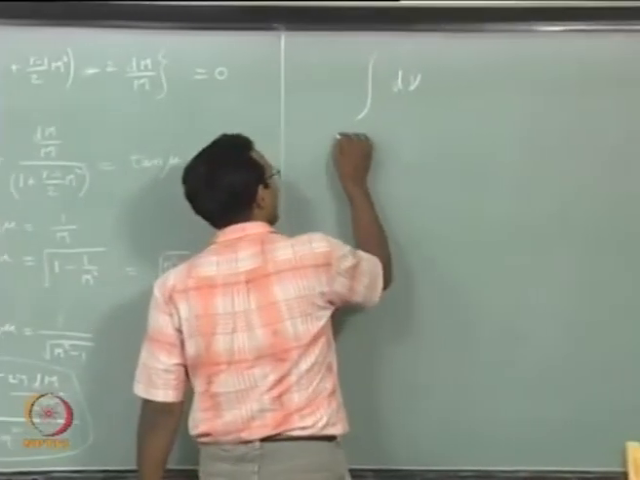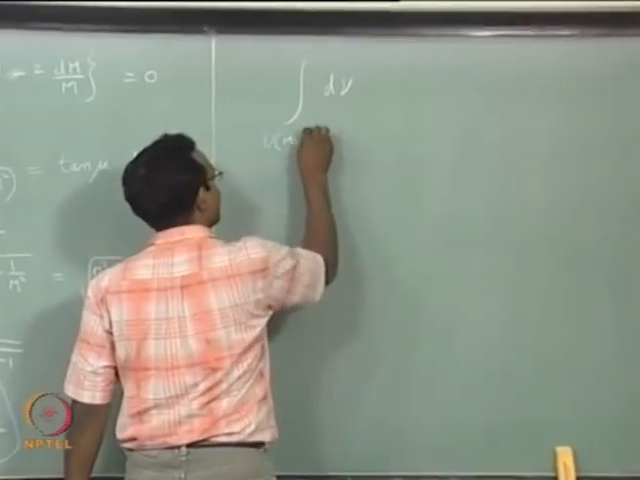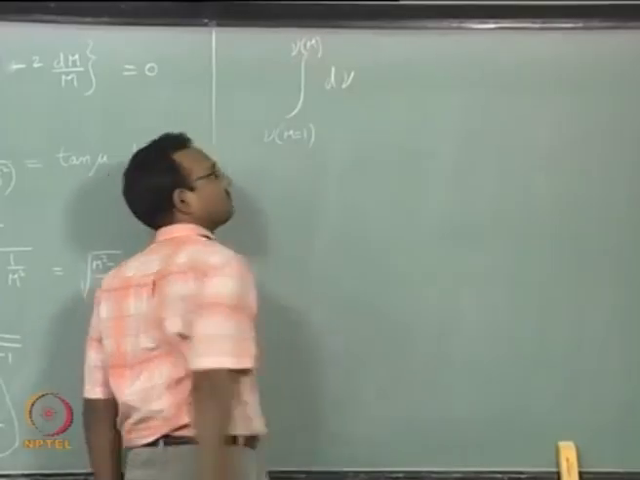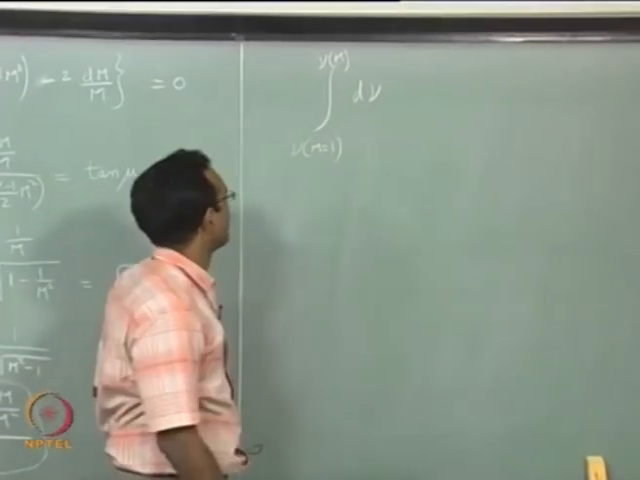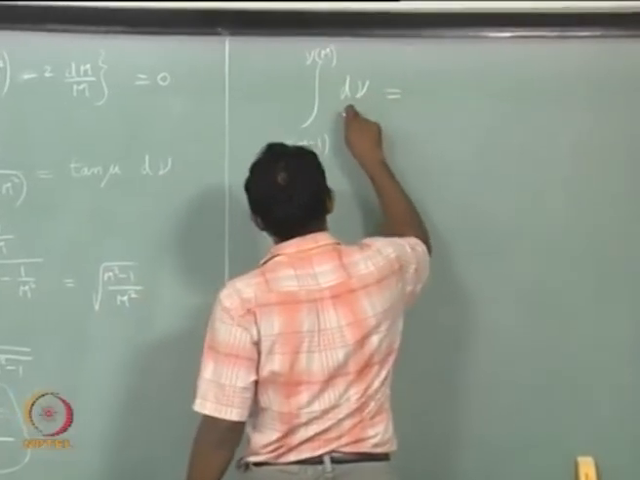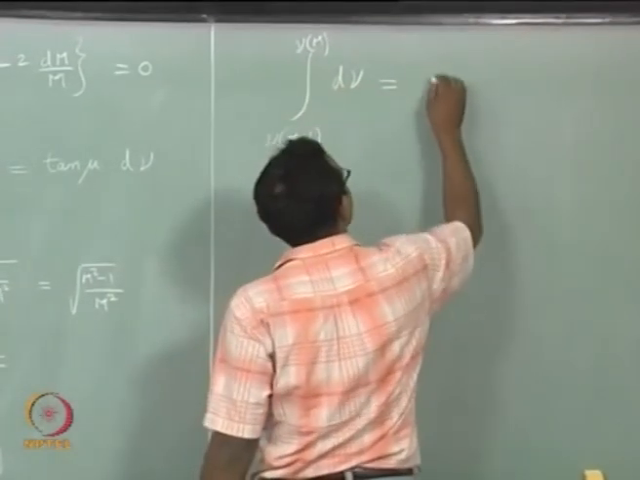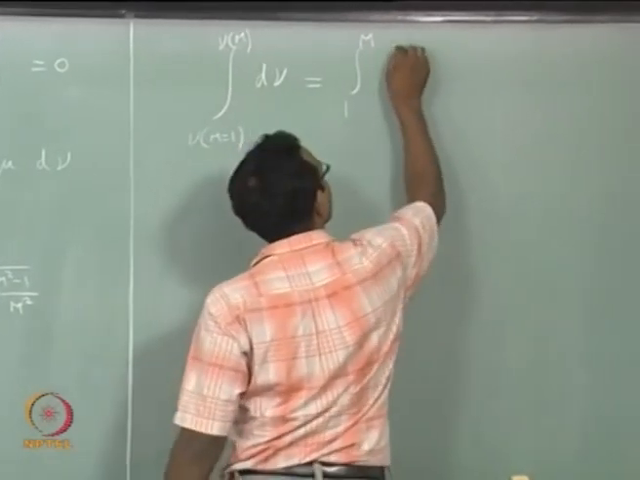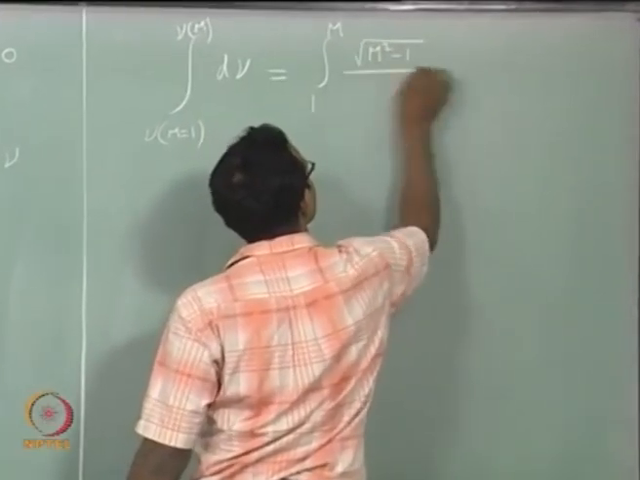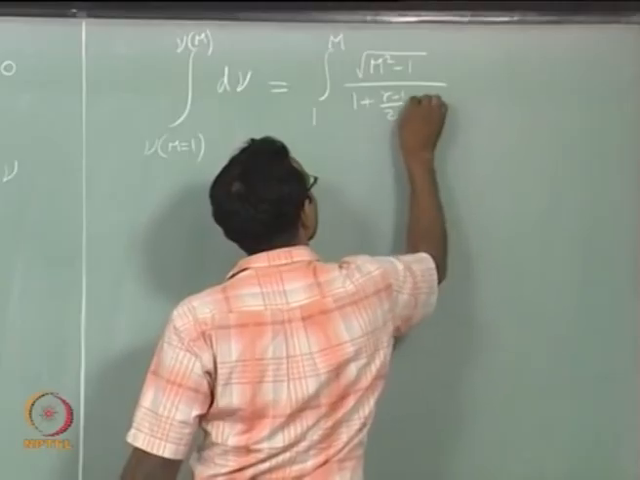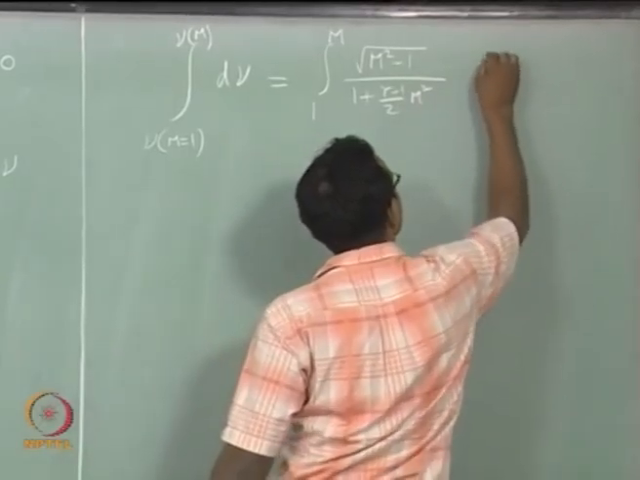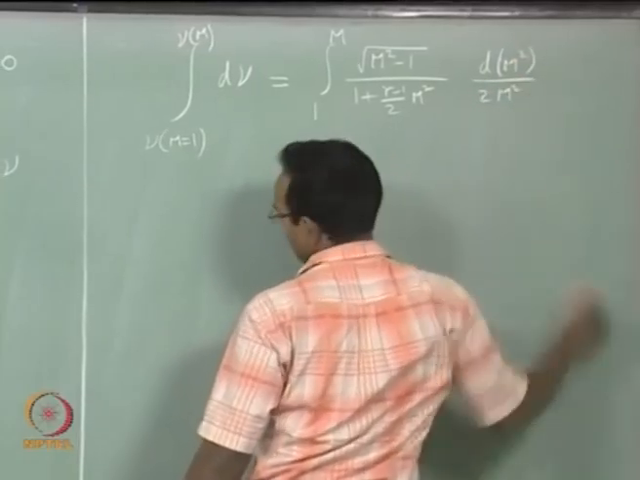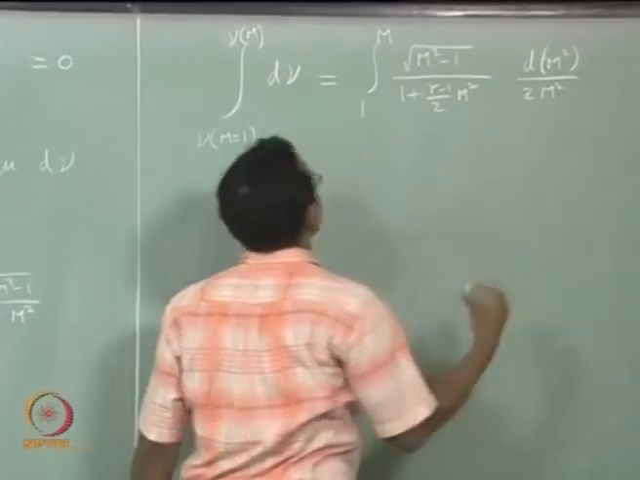So I am going to say nu of M equal to 1 is one side, and the other side will be nu of whatever value of M. Now this is the way I will integrate in nu. I don't know the values yet, we will figure out what to do. Other side I am going to integrate from 1 to M square root of M squared minus 1 divided by 1 plus gamma minus 1 by 2 M squared, d of M squared divided by 2 M squared. This is the function I have.